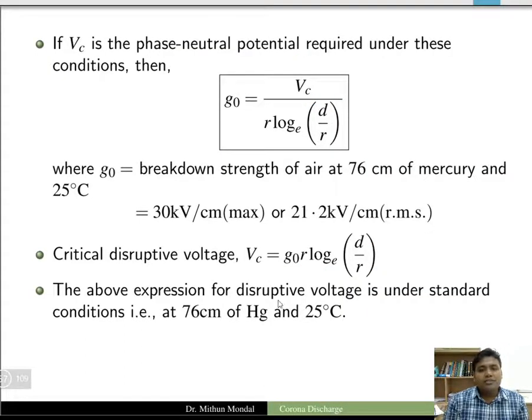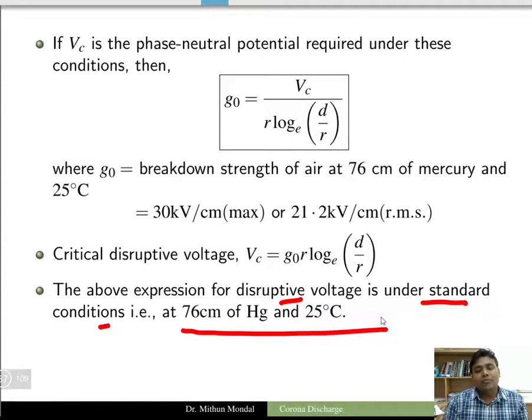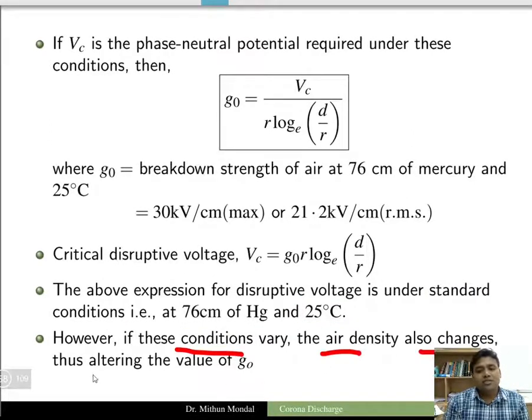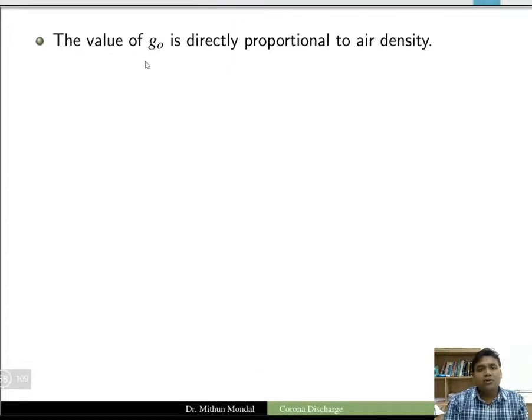The above expression for disruptive voltage is under standard conditions, that is 76 centimeter of mercury and 25 degree centigrade. These conditions are generally standard, but as the conditions change, the critical disruptive voltage will change. If the conditions vary, then air density will also change, thus altering the value of G naught. The value of G naught is directly proportional to the air density.